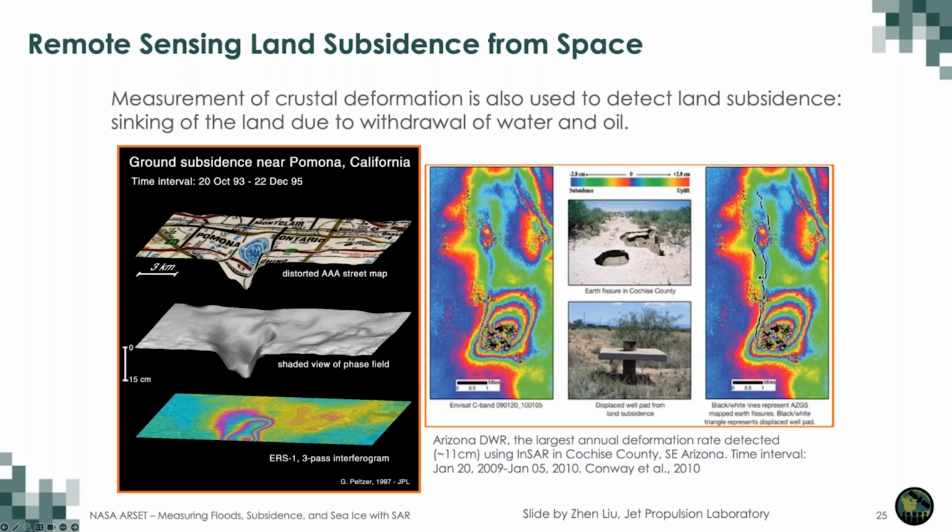But it definitely was distorting the ground surface here near the city of Pomona. On the right is an example of subsidence that happened in Arizona. It's a big problem with groundwater extraction in some parts of Arizona, and they had rates up to 11 centimeters per year, and it causes problems such as these localized sinkholes, fault reactivation, and many other problems.